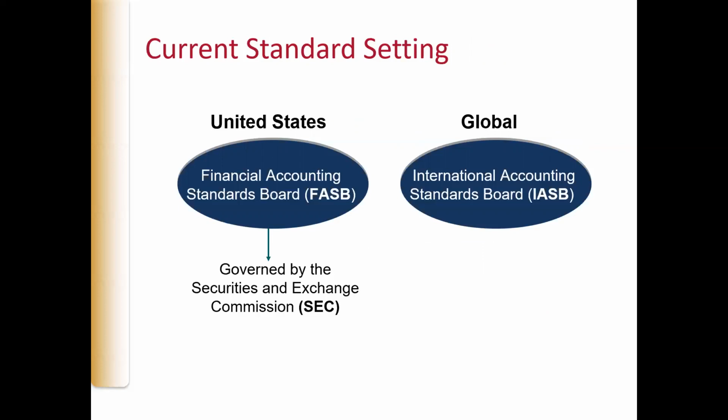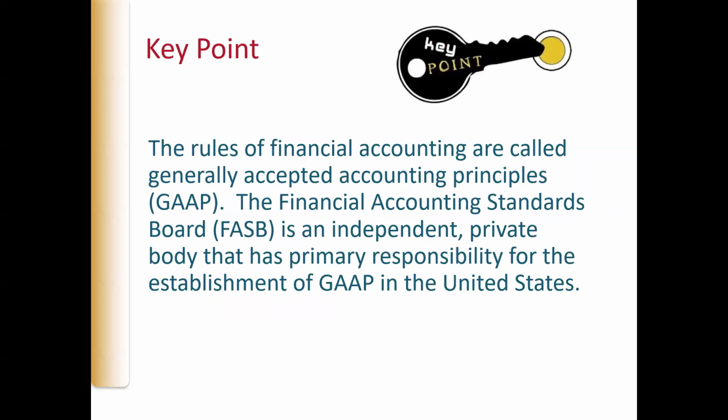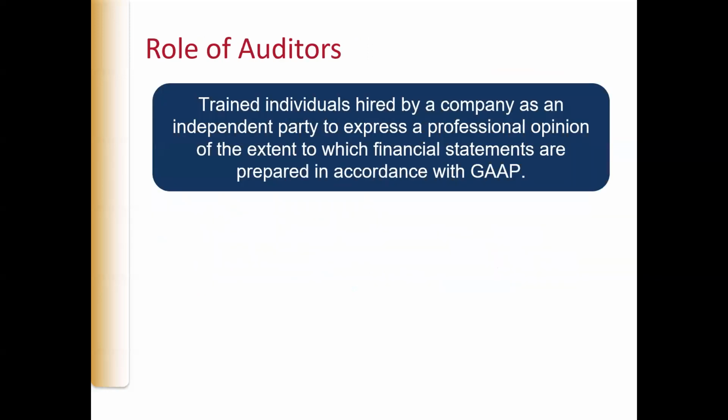In the United States, the Financial Accounting Standards Board, known as FASB, is used to create GAAP. Globally, we have an International Accounting Standards Board. The rules of financial accounting we call GAAP, generally accepted accounting principles. FASB is an independent private body that has the responsibility for establishing GAAP in the United States.